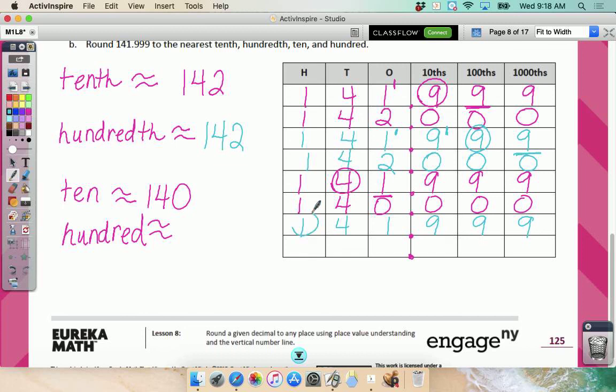Okay, nearest 100. So, this is what I've got. Table 4, tell me. Keep the 1 or change it? Keep it. So the answer here is 100. Now, does that make sense? Would 141 round down to 100 or up to 200? Down. Okay. All right, let's look at the next page.